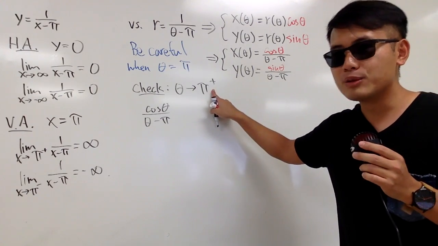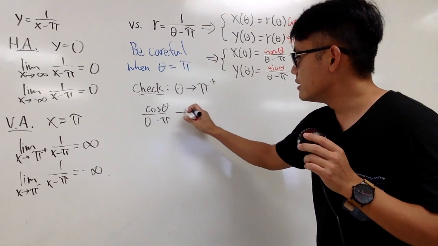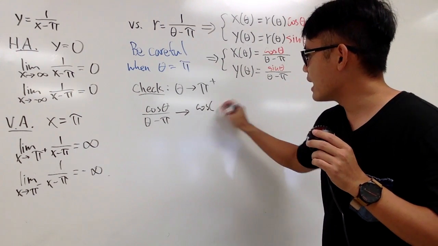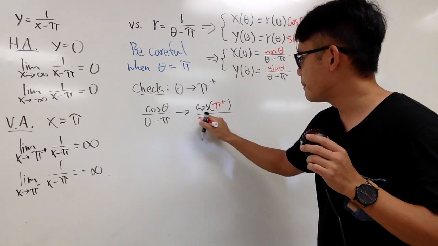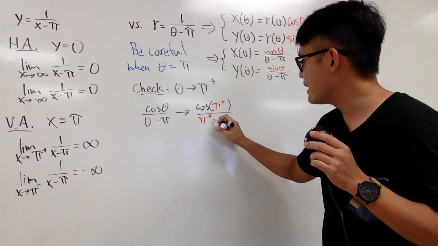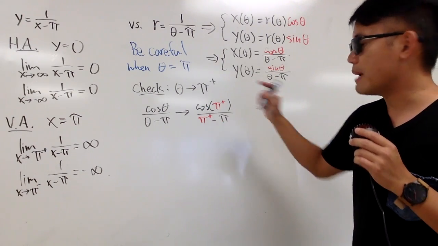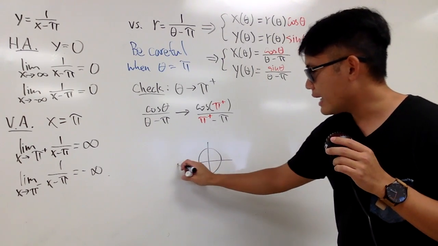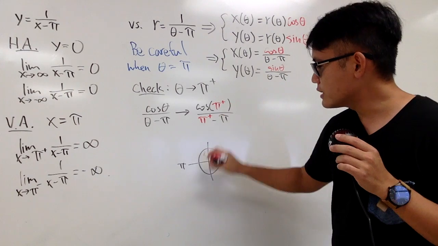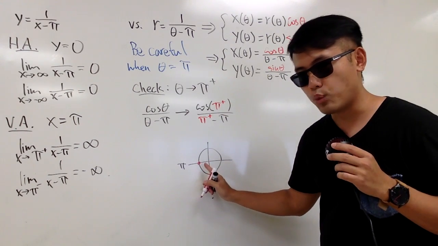Okay, so first I will just plug in pi plus into all the theta to see what happens. So this is going to be approaching cosine pi plus over pi plus minus pi. And now, what's cosine of pi plus? Well, let's take a look at the unit circle real quick. Pi is right here, and cosine is the x value of the unit circle. So as you can see, we have -1.